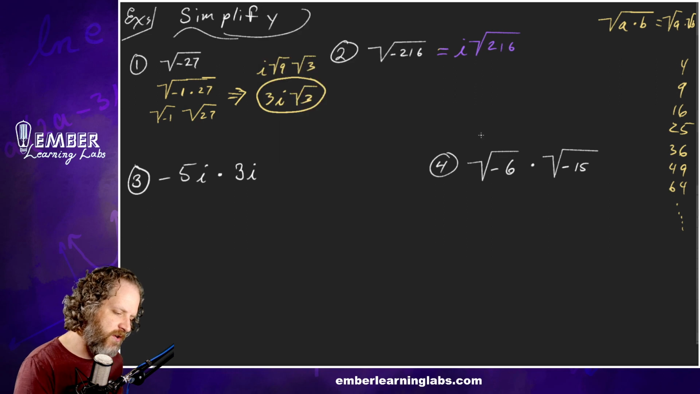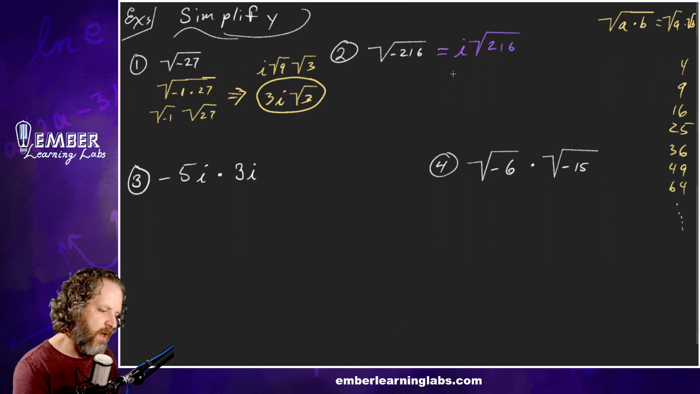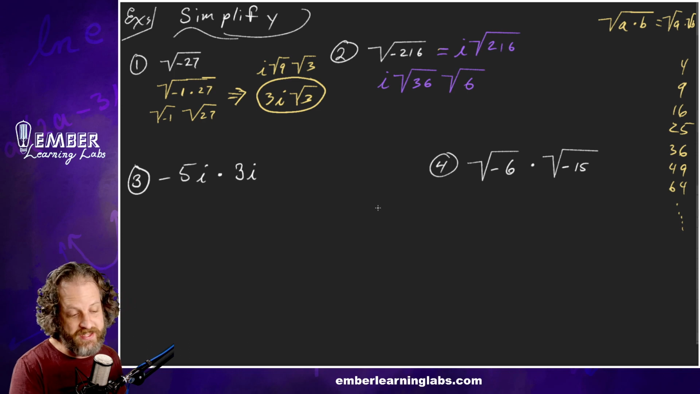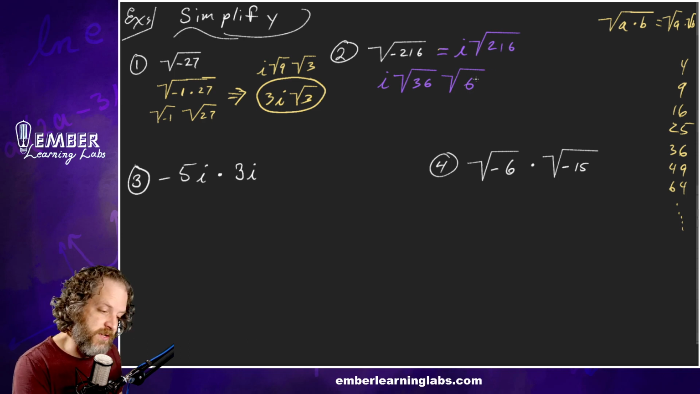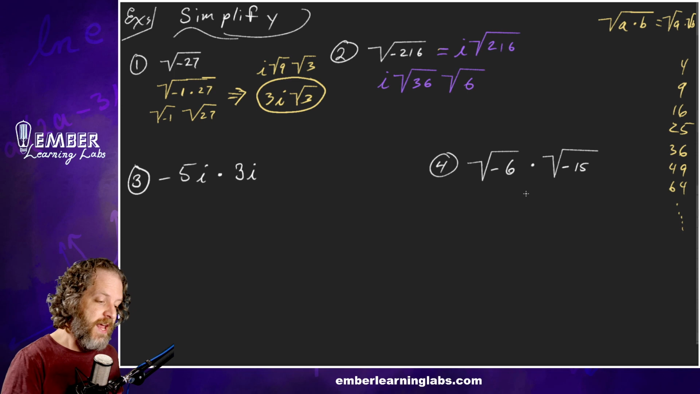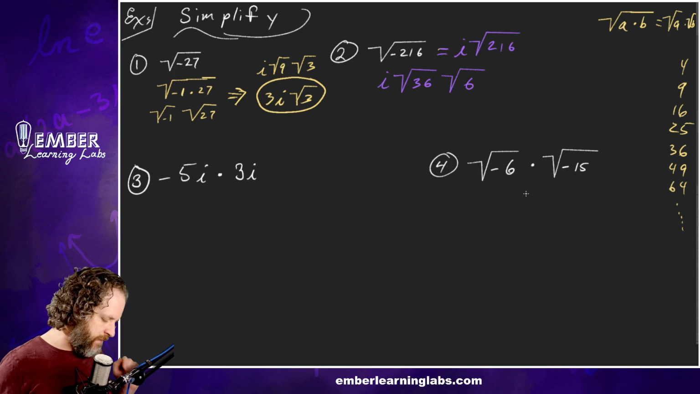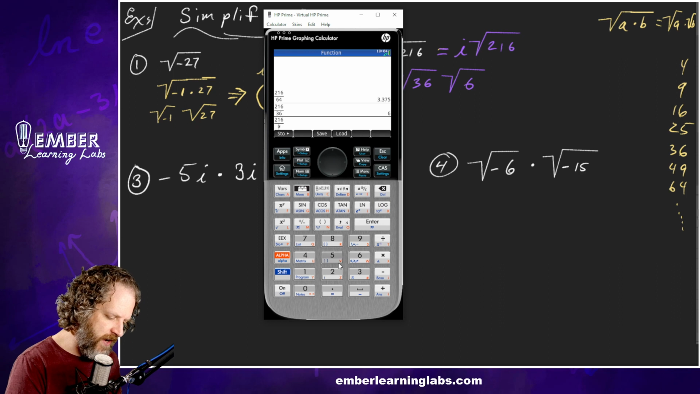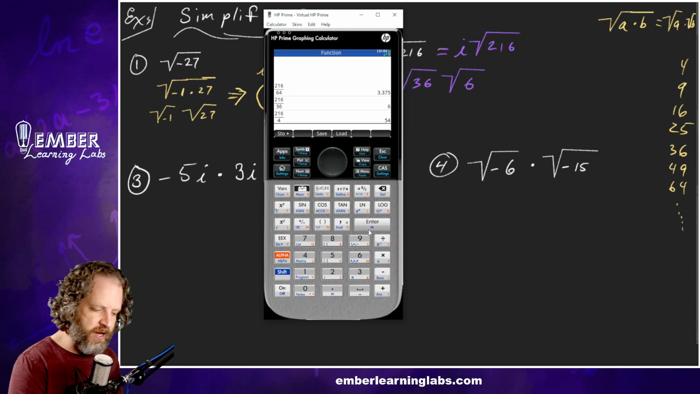Okay, so we can turn this into i times the square root of 36 times the square root of 6. Now, are there any perfect squares that go inside of 6? No, because neither 3 nor 2 are perfect squares. Now, I should note here that, let me double check, 216 divided by 4 also comes out evenly.